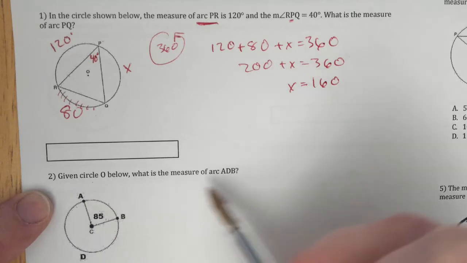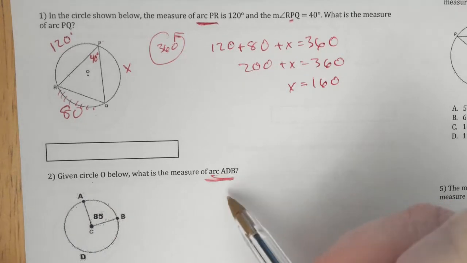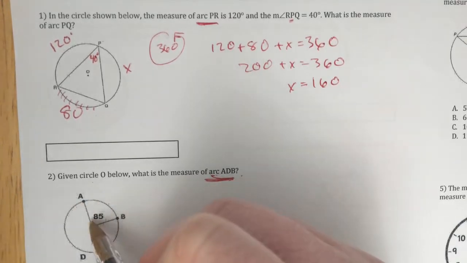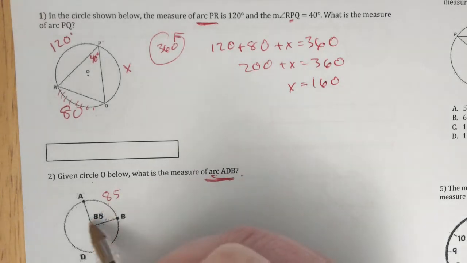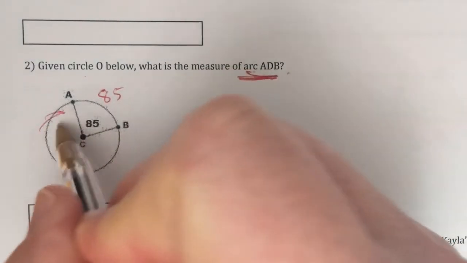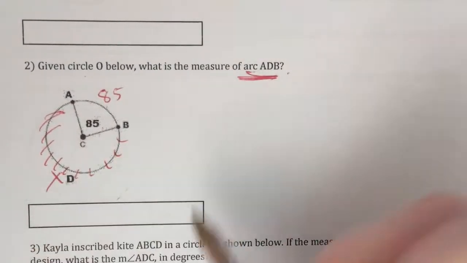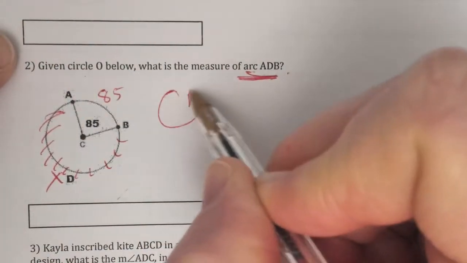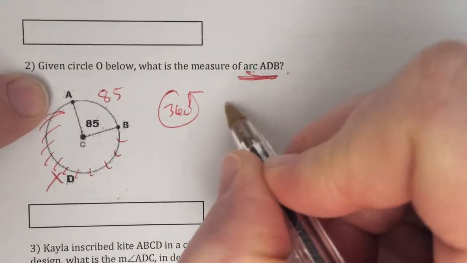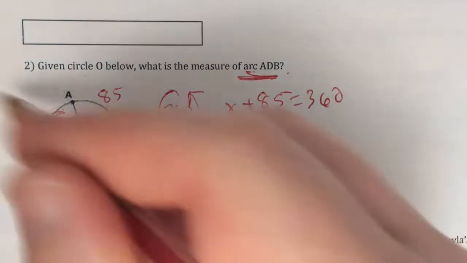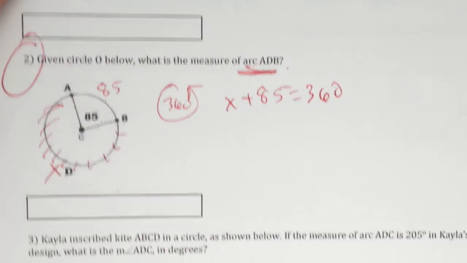Given the circle O, what is the measure of arc? So we're looking for the arc, not an angle. Arc ADB, so ADB, this is the arc. I know a bunch of you are like, oh, this would have to be 85. But that's not what they're looking for. So I'm going to zoom in. They're looking for all of this. So that would be your x. And what would that have to be? Well, we know that all the way around in a circle adds up to 360, right? So x plus 85 equals 360. What would x have to be? You can figure that one out. So that's pretty easy.